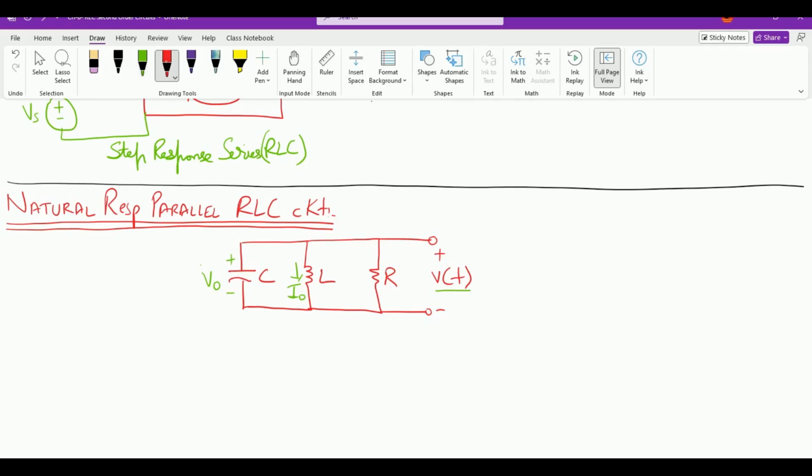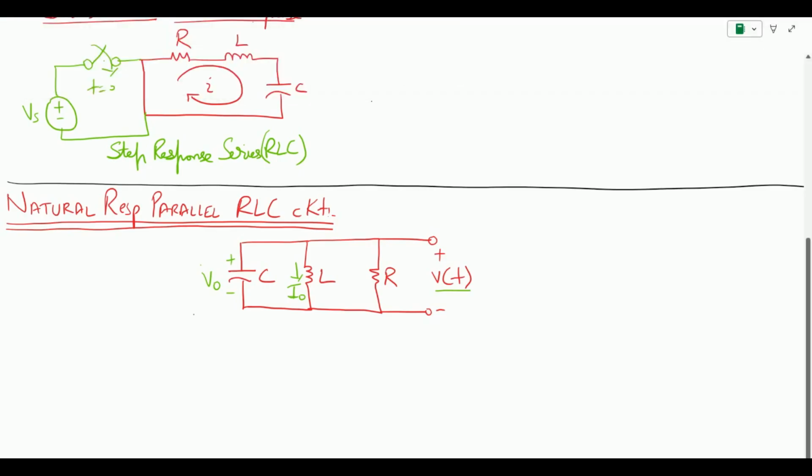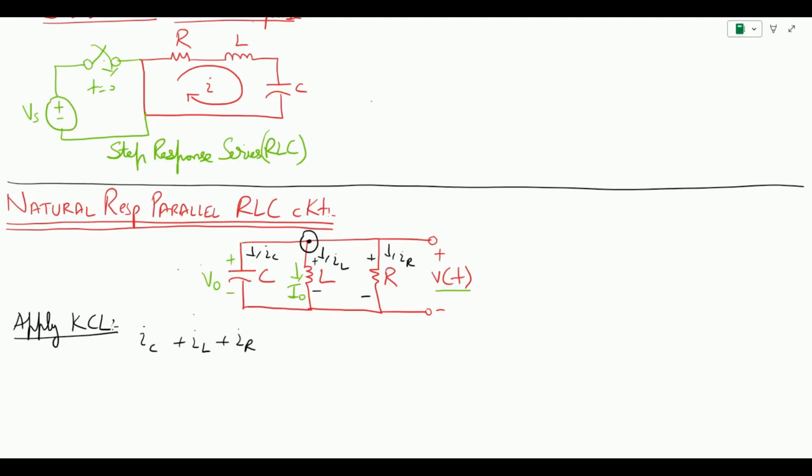release their energy. So in order to do the analysis on this kind of circuit, let us apply the KCL method on any of the nodes. Since the currents are flowing in this direction, IC, IL and IR, we are considering the default polarities, so the current enters the positive terminal. When we apply the KCL on this circuit, we know that the sum of currents should be equal to 0. So we can say that IC plus IL plus IR equals 0.